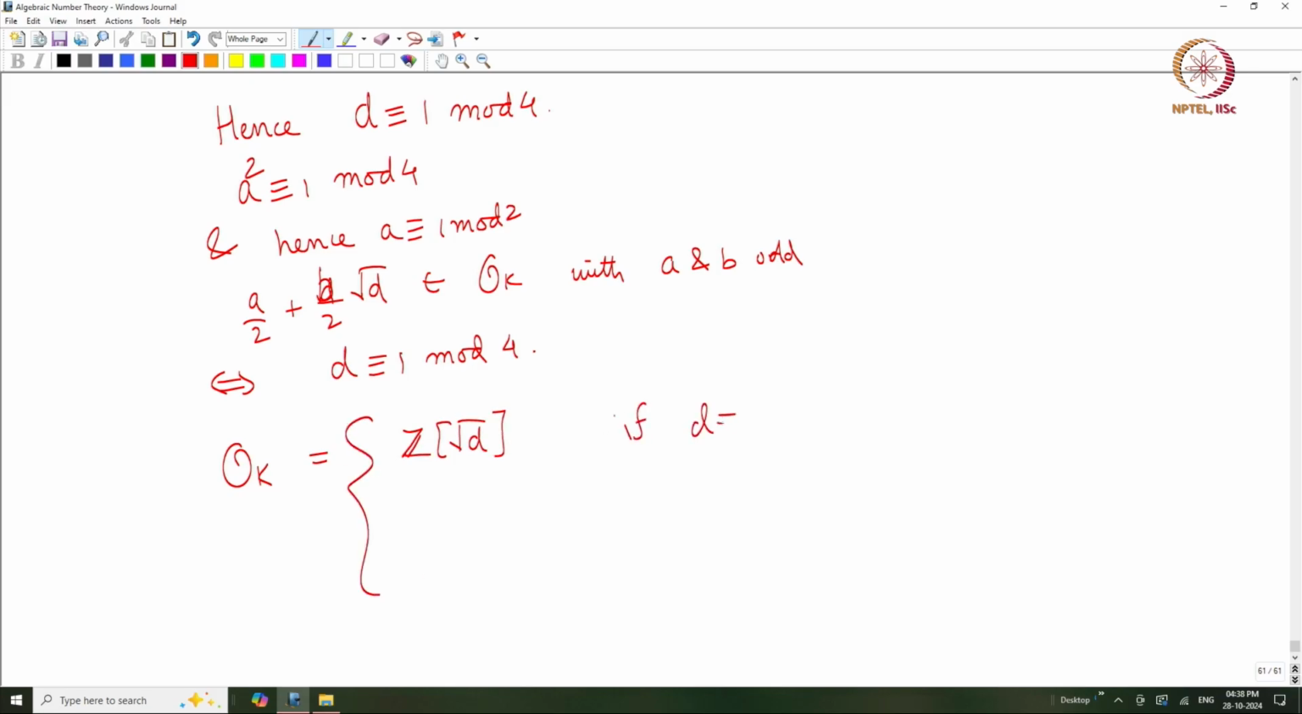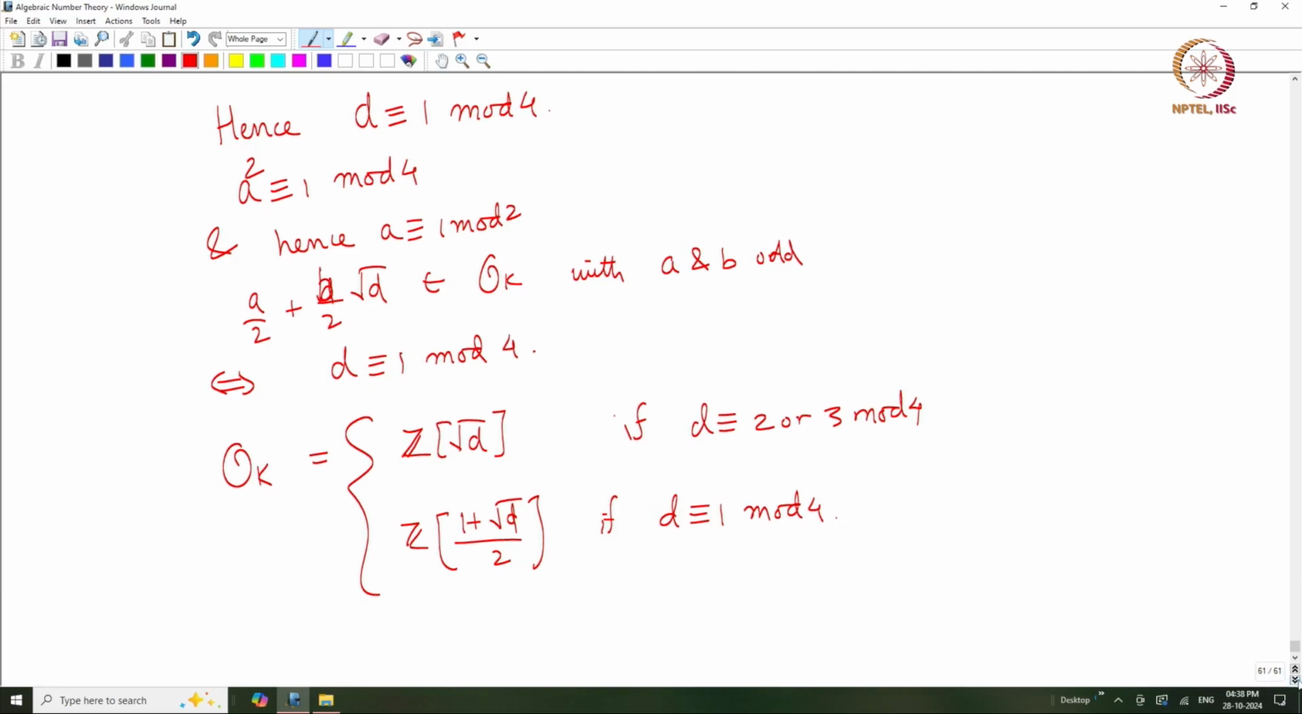if D is congruent to 2 or 3 mod 4, and this is Z. If you check what we have proven, then you can write it like this: if D is congruent to 1 mod 4. Okay. All right.